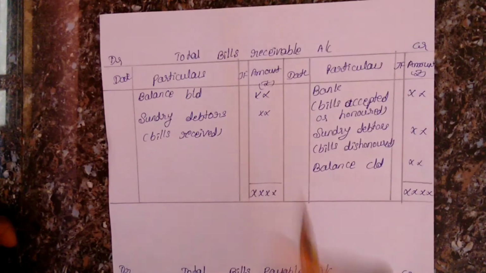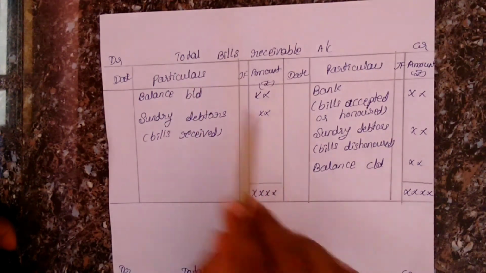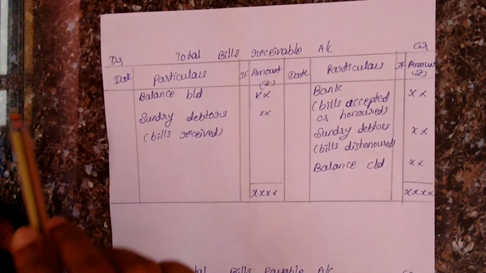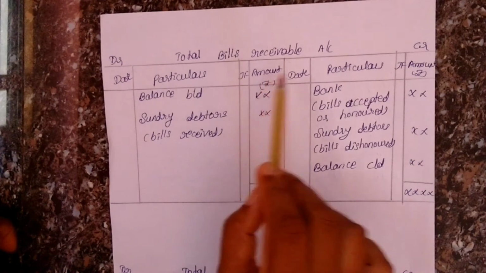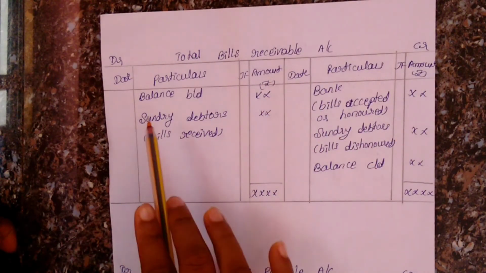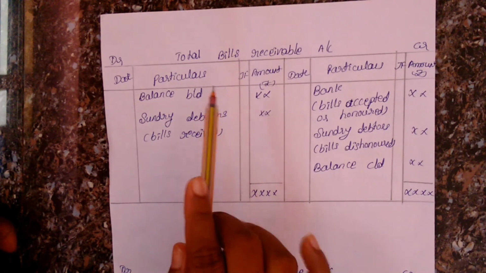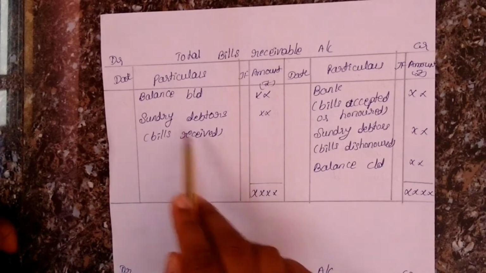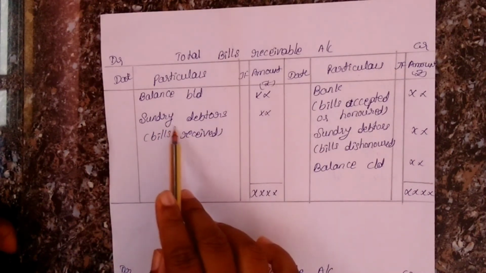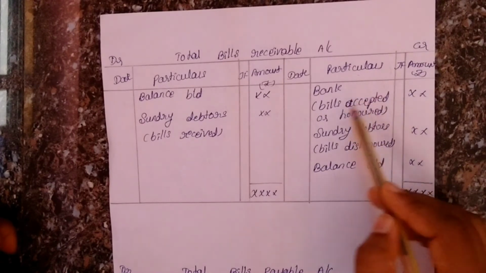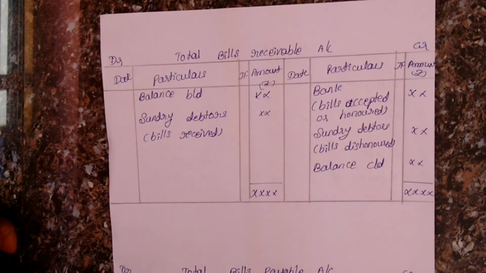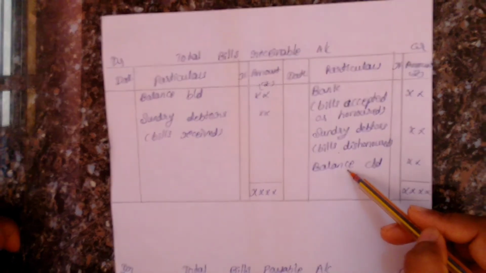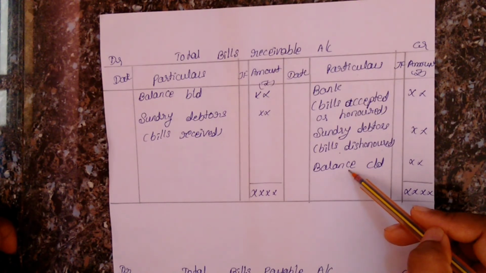Now, we'll calculate the total bills receivable account. It is a format of calculation of bills receivable account. Debit and credit, same as total creditors and total debtors. Date, particulars, JF, amount, date, particulars, JF, amount. In the debit side, first balance brought down, that is the bills receivable amount at the beginning, the opening amount. Next, if the bills are received, then we have to write in the debit side as sundry debtors. In the credit side, bank, if the bills are accepted or honored. Next, sundry debtors, if the bills are dishonored. Last one is the balance at the end, or we can say the closing balance of this bills receivable.